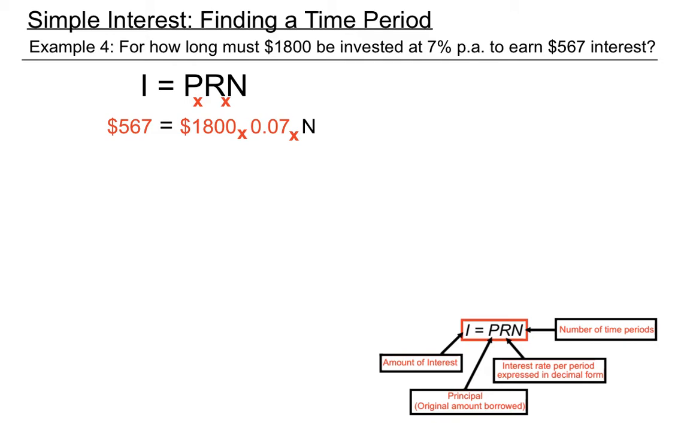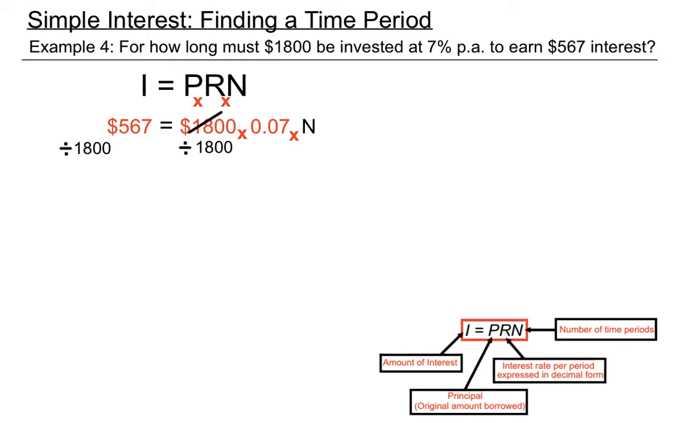So we will need to get n on its own to answer this question. Can you see which two numbers we'll need to move? We'll need to move this 1800 that is multiplying and this 0.07 that is multiplying as well. How do you undo or move a number that's multiplying? You need to divide both sides by that. So to move that $1,800, we'll divide by 1800 on the right hand side and the left hand side.